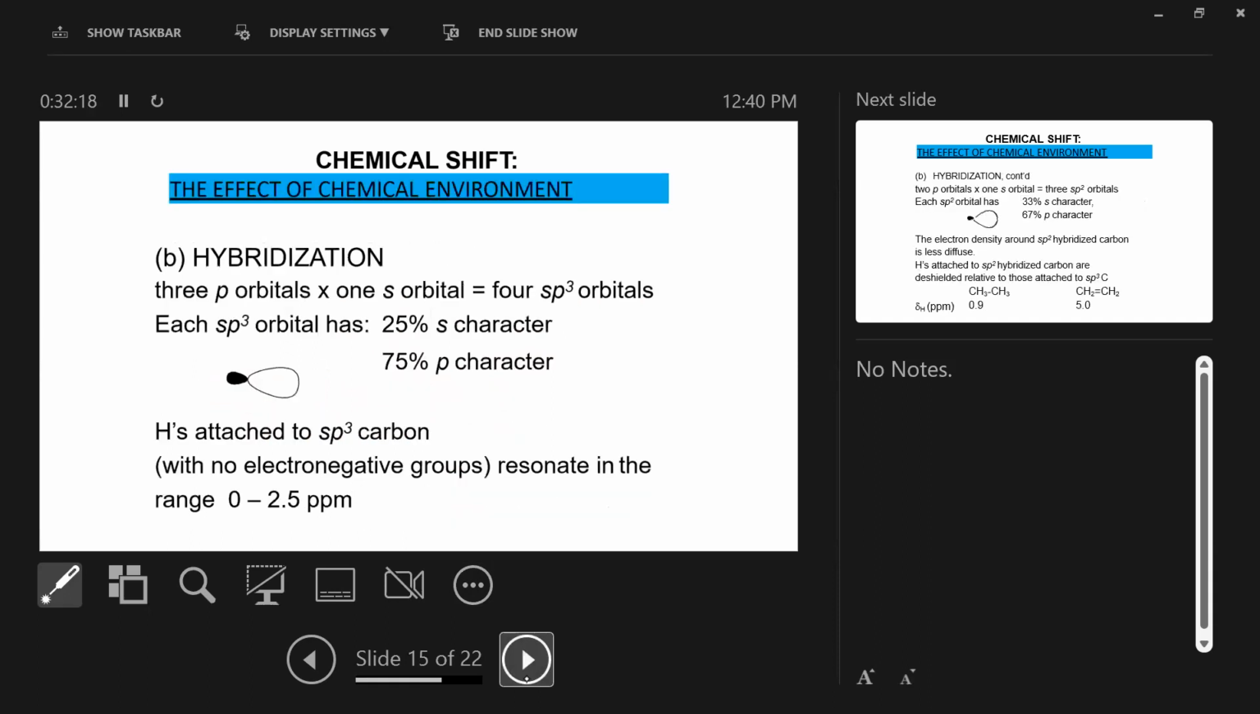All right. Now, hybridization also makes a difference. Write this down. The 3 p orbitals and 1 s orbital here make 4 sp3 orbitals. Each sp3 orbital has 25% s character, meaning it's further away from the nucleus, and 75% p character. Now, hydrogens on sp3 carbons with no electronegative groups attached typically resonate between 0 and 2.5.